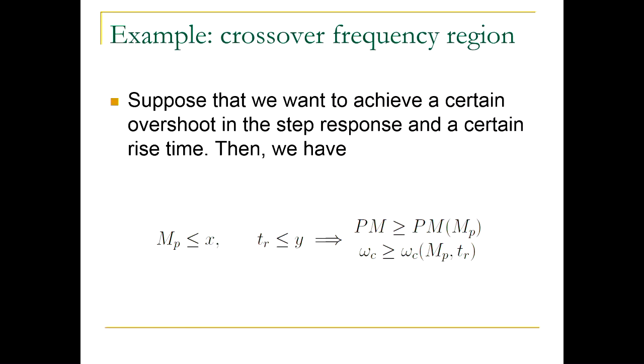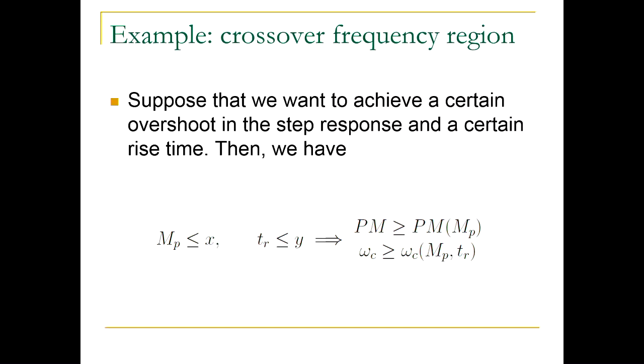So suppose that you are given a requirement. You are told your overshoot should be smaller than, let's say, 10%, and your rise time should be smaller than, let's say, 1 second or 0.1 second. What is possible to do, it's possible to translate these requirements into the shape of Bode diagrams, both magnitude and phase plots. And we will learn how to do that.